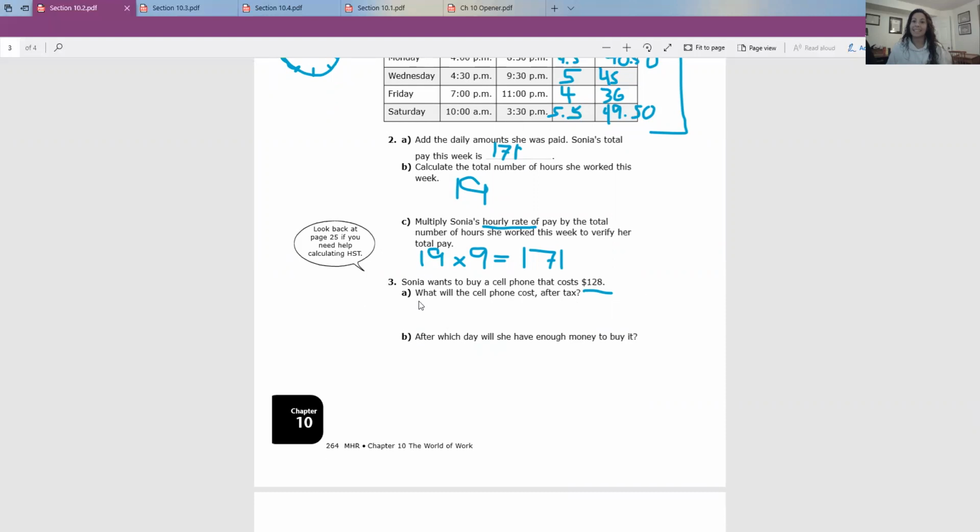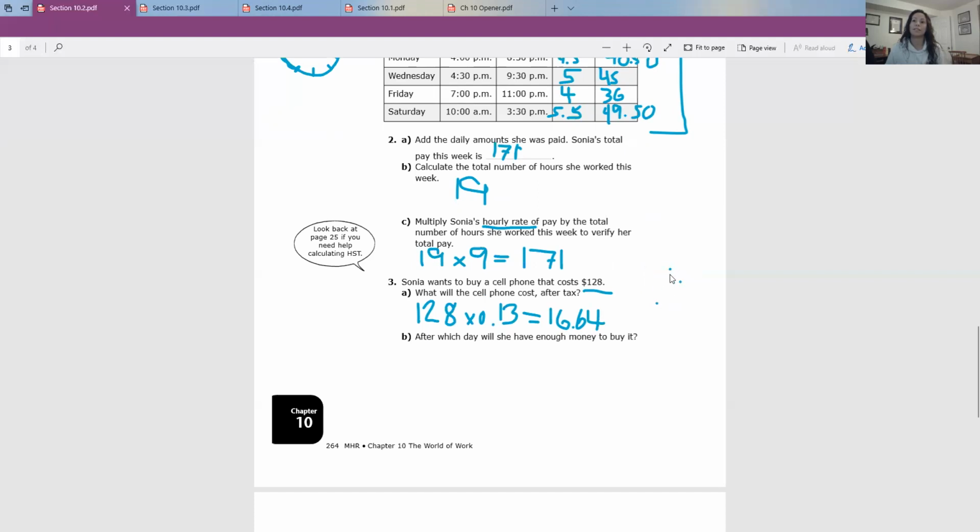So remember, tax is 13%. But we don't write it with the percent sign. We divide by 100 and we get 0.13. So I'm going to take the $128 and I'm going to multiply by 0.13. This should give you $16.64. That's just tax. We still have to calculate how much it's going to be in total.